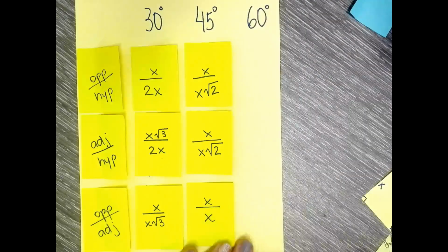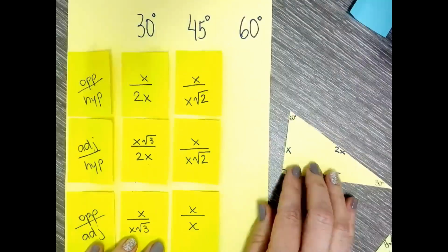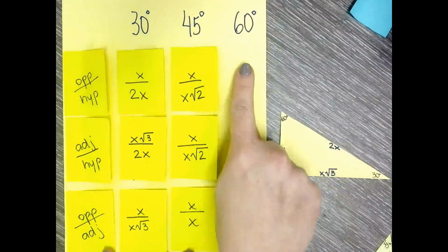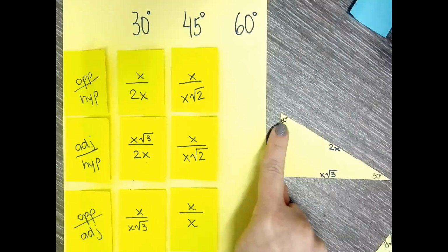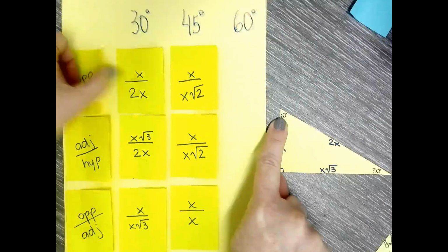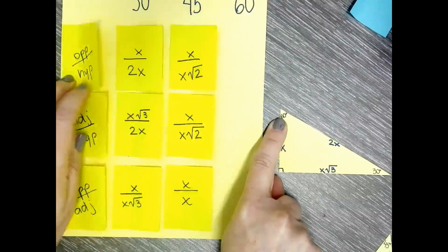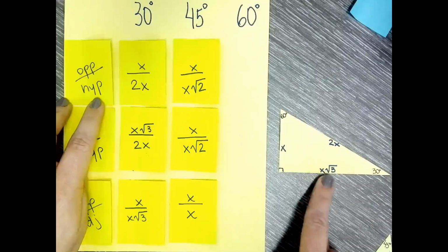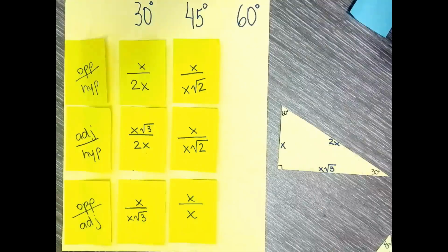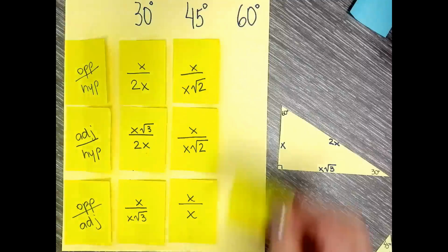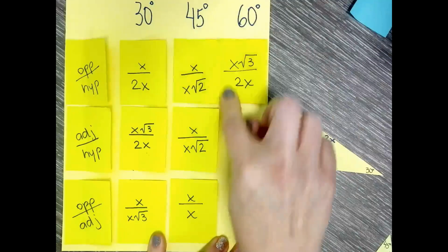Ta-da. And our final column right there, we have sine, cosine, and tangent of 60. So we're going to focus on that 60 right there. Sine is opposite over hypotenuse. So x square root of 3 over 2x right there.